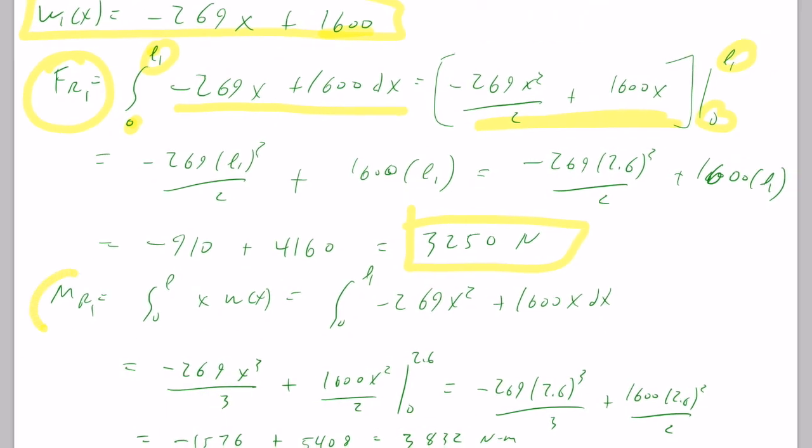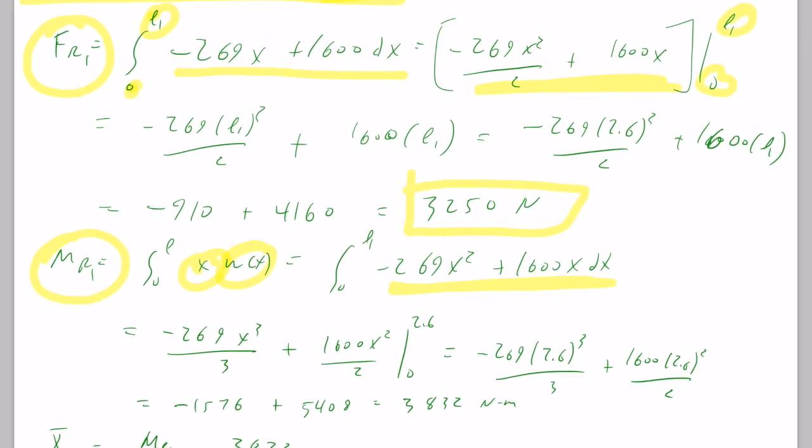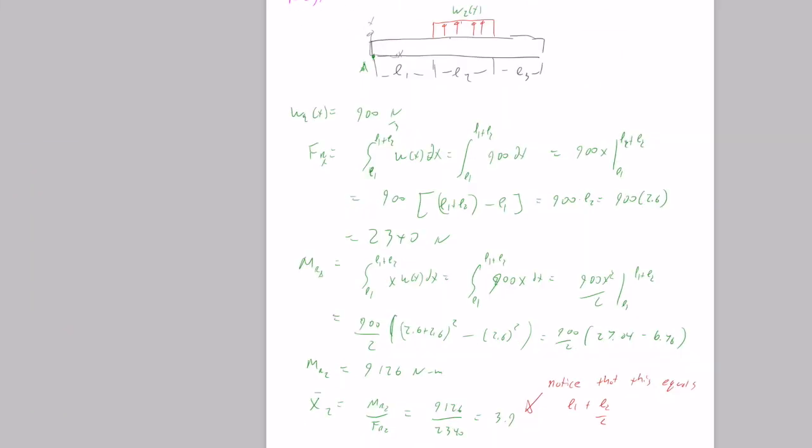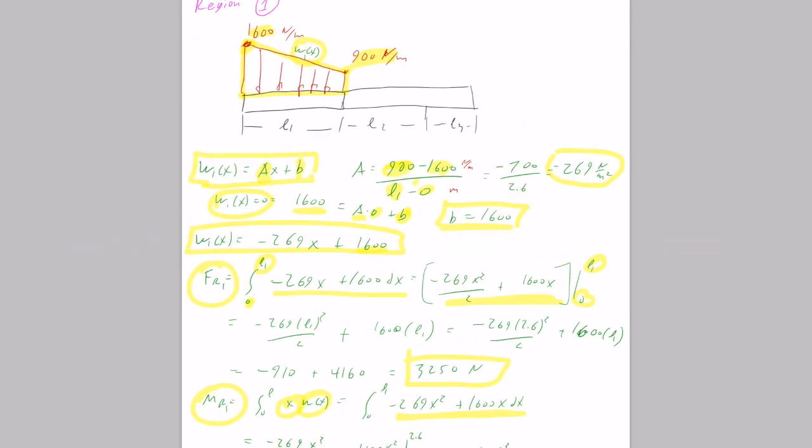And then to find the equivalent moment, we multiply x times our function, right? So this is what we're going to integrate, and when we do that integral, we get that value right there, 3,832, and there are some rounding errors at this point. Then x bar 1 is, of course, the equivalent moment divided by the equivalent load, and that gives us 1.18 meters.